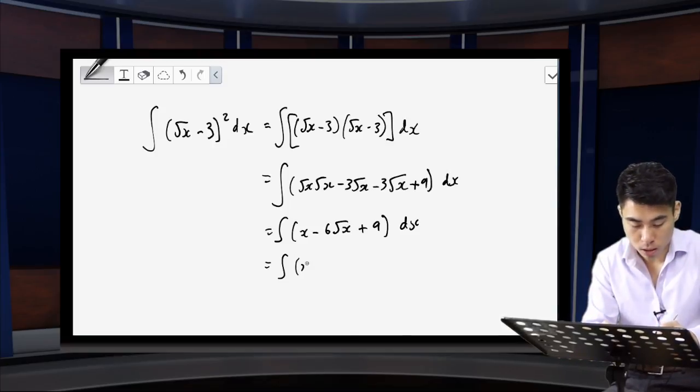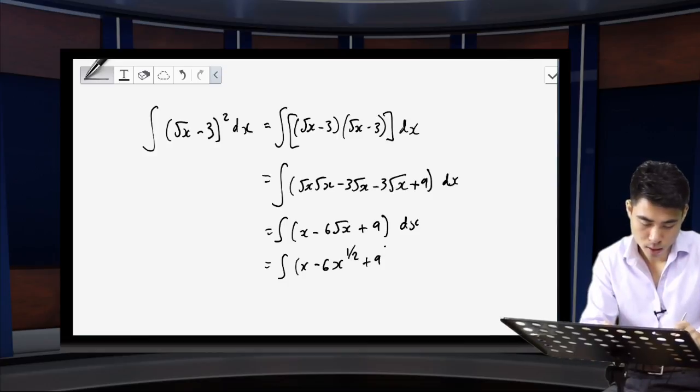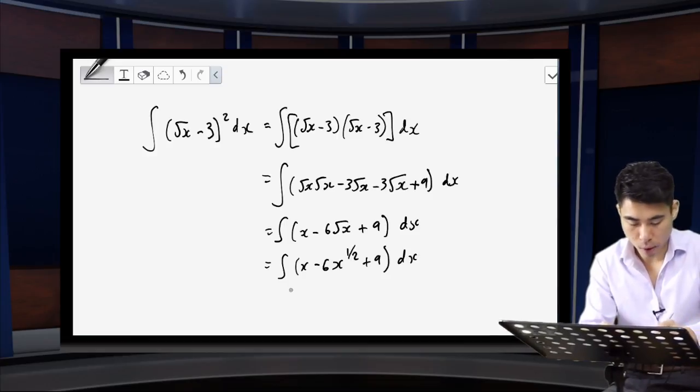What am I going to change it into? Well, I've got root x, so it's going to be x to the half. How many lots of that do I have? I've got 6. Now I can integrate that.